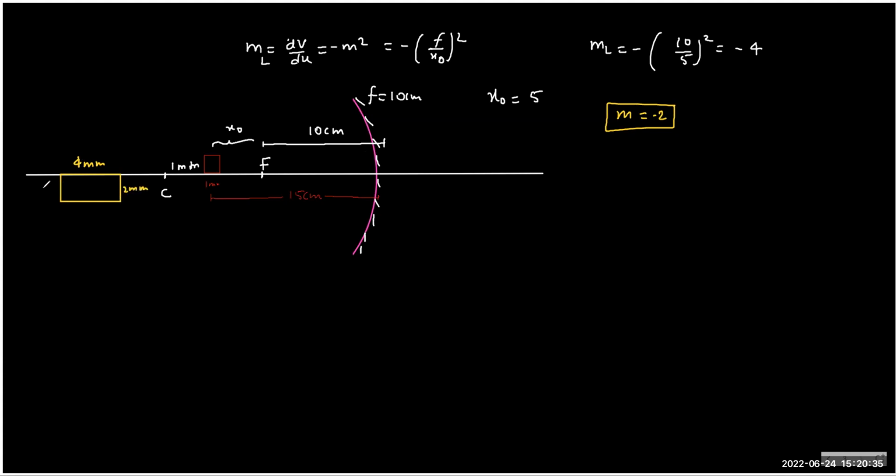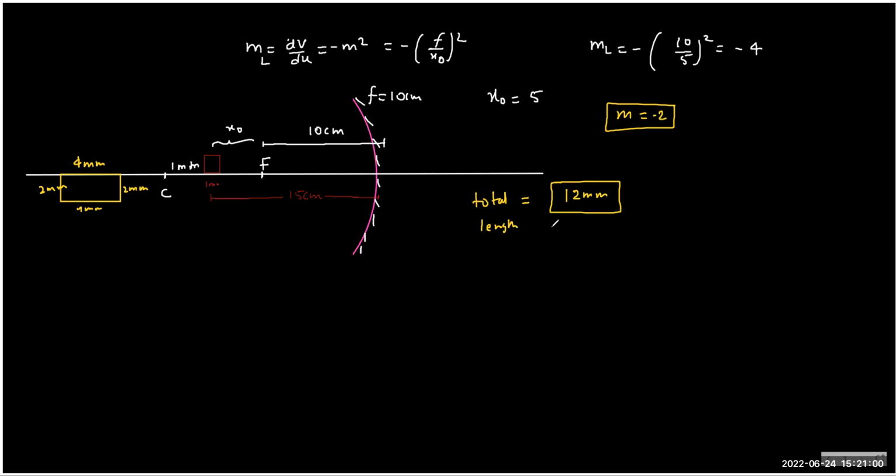So 4, 2, 4. What is the total length roughly? 12. Is there an answer 12 like this? Yes, sir. The total length. So what we applied here? The concept of tiny object.